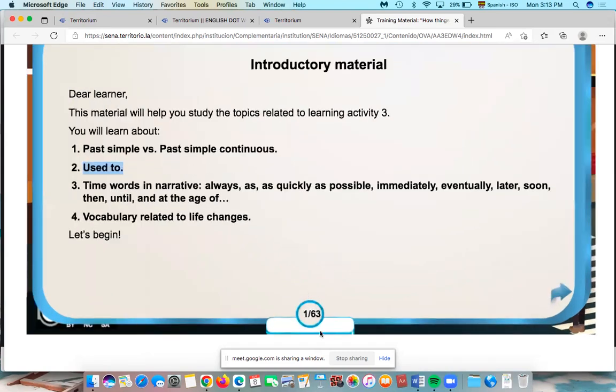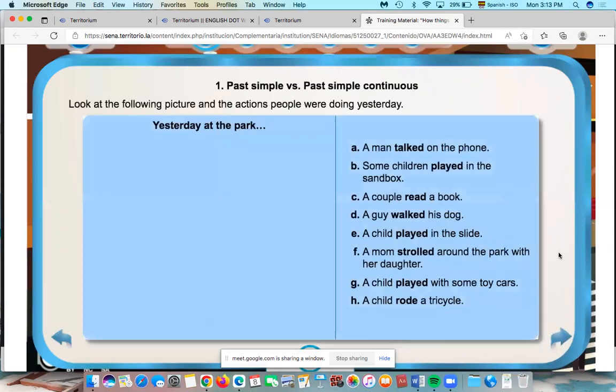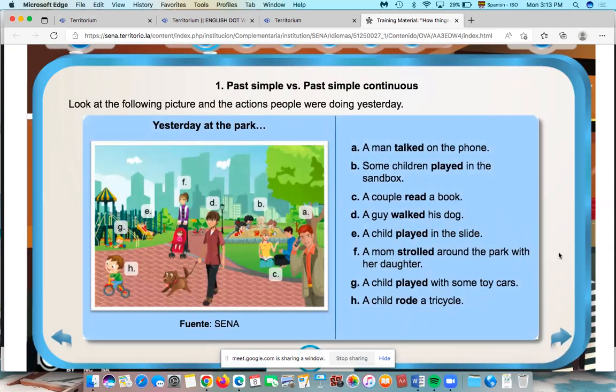So this unit is a little bit longer because it has more information, more examples, probably more exercises as well, right? So for example, it says past simple versus past simple continuous. So we say a man talked on the phone and some children played in the sandbox. Yeah, so you can see that this picture is from yesterday. So they are pointing out some actions that people did yesterday or were doing yesterday. So you can say a man talked on the phone, some children played in the sandbox, a couple read a book. You can see all of the actions. Yes. For example, a child rode a tricycle, right? Good.